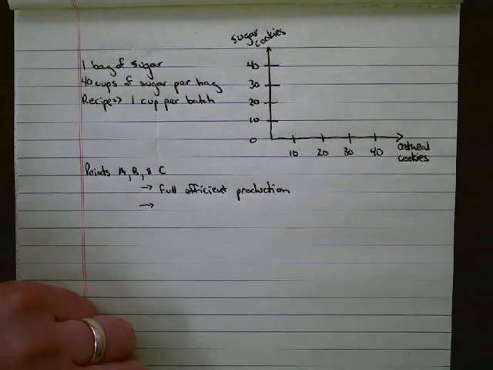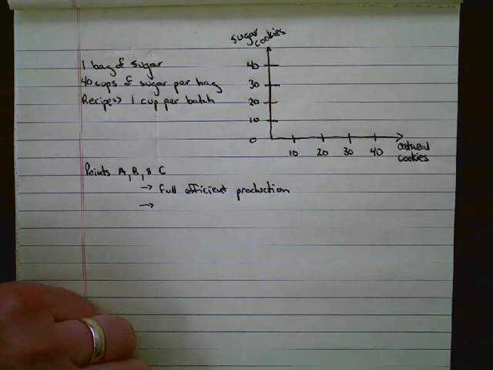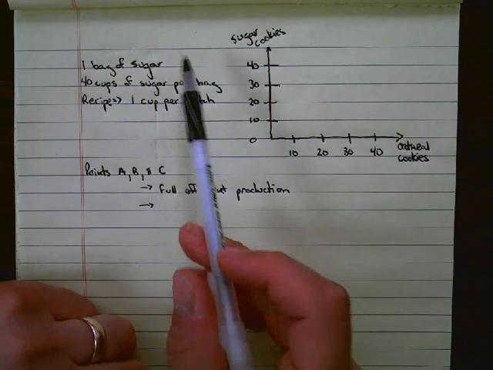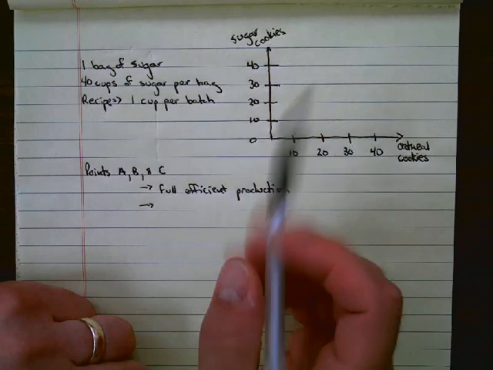So the hypothetical example we're going to use is we are going to make cookies as a class, and so you're all invited over to my house, and we're going to make sugar cookies and oatmeal cookies, the two recipes I have. If you look over here, here are my resources. I have 1 bag of sugar.